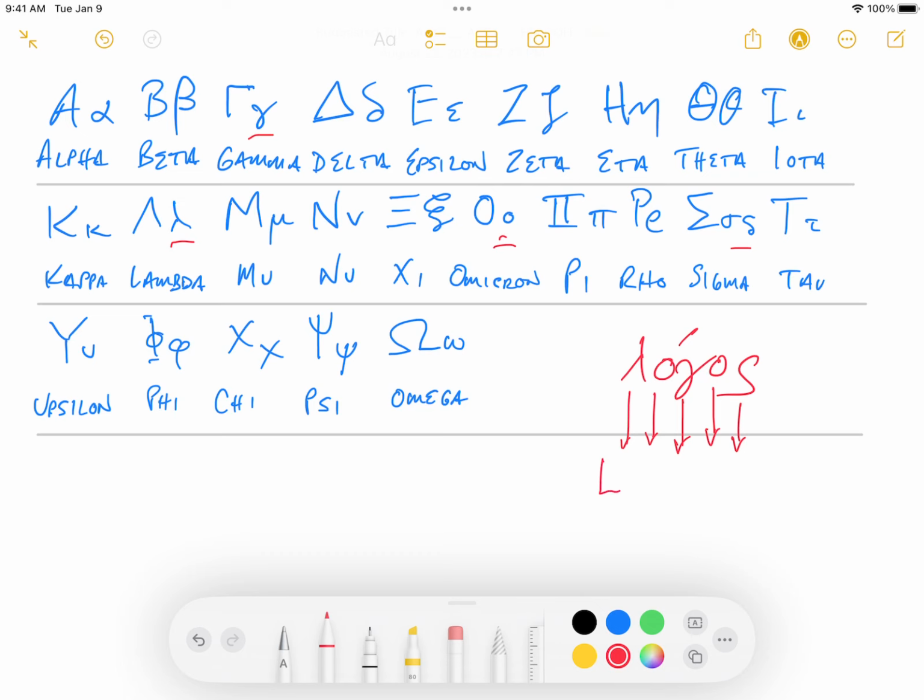Well, lambda would be equivalent to an L. Omicron would be equivalent to an O. Gamma makes a G sound, so that's equivalent to a G. There's another O. And the sigma is equivalent to S. And so you're pronouncing this word as logos because you would pronounce this word as logos. So that's what I want you to learn.